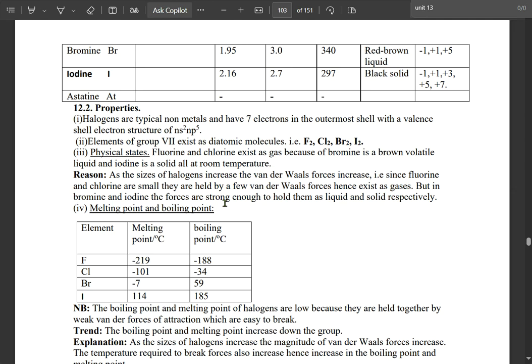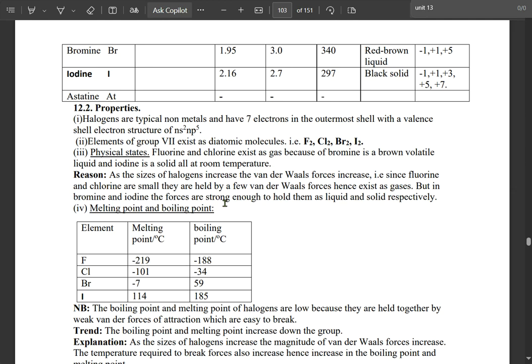So we also have physical states. When you look at the physical states of group 17 elements, we observe how they appear. For example, chlorine is a gas and has a certain color. We're going deeper into how these elements appear. As we dive in, we see that fluorine and chlorine exist in a gaseous state, while bromine is a brown volatile liquid and iodine is a solid, all at room temperature.